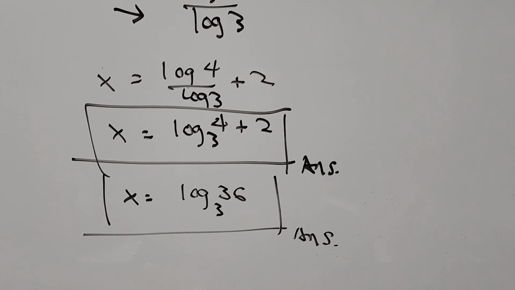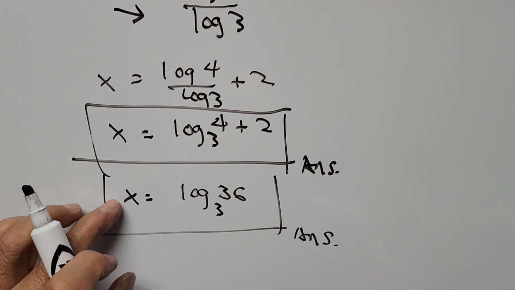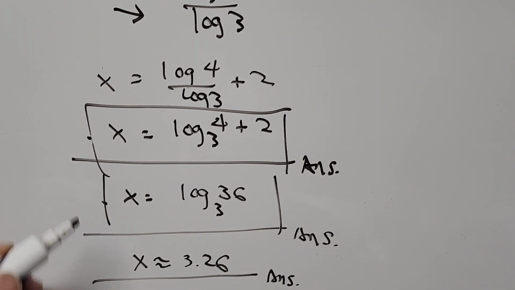If we use our calculator, we get the value of x on here or this here, we will yield the same result. So we have here the value of x by using our calculator. This is approximately equal to 3.26. That's the approximate numerical value of x. And these two are the exact values.